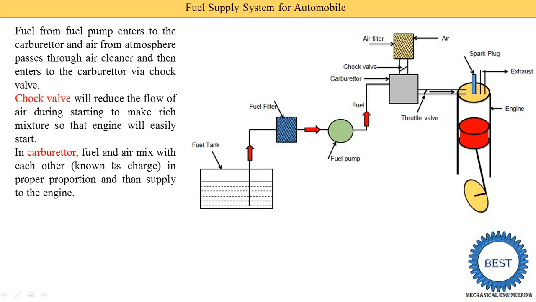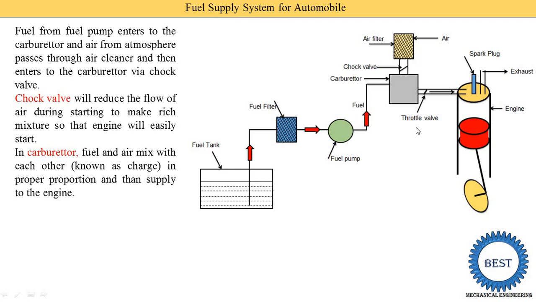In the carburetor, fuel and air mix with each other, and this mixing of fuel and air is known as the charge, in proper proportions, and it is then supplied to the engine. In between, a throttle valve is provided. And how is the throttle valve controlled? By using the accelerator, in two-wheelers as well as in four-wheelers.